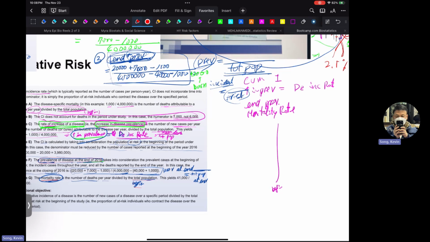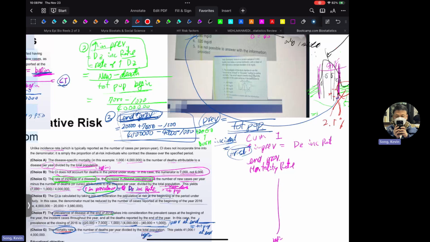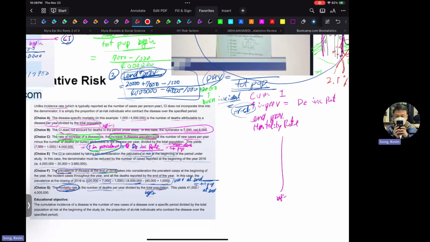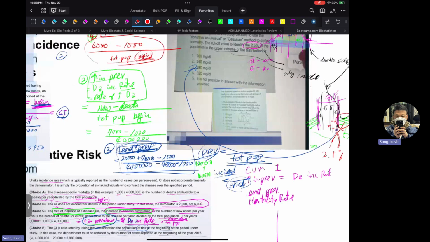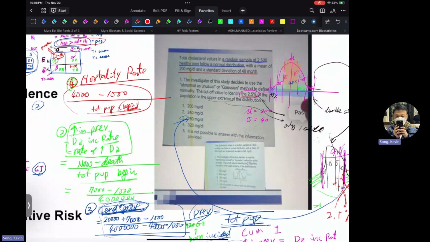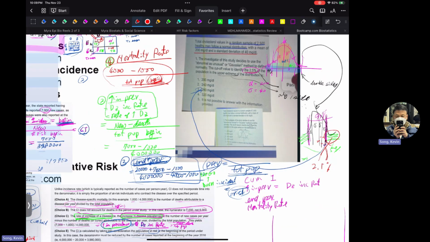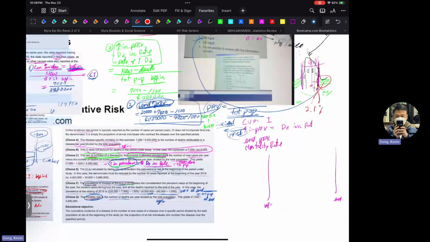I'm sorry. This is wrong. This is for total population at the beginning, which is simply 4 million people. I'm sorry about that. So 4 million at the bottom, and then the people who died during that year, 40,000 plus 1,000. Okay, so that's the mortality rate. So this is 41,000 over 4 million.